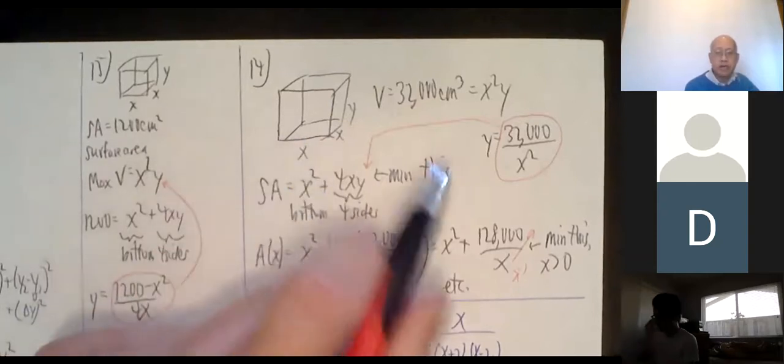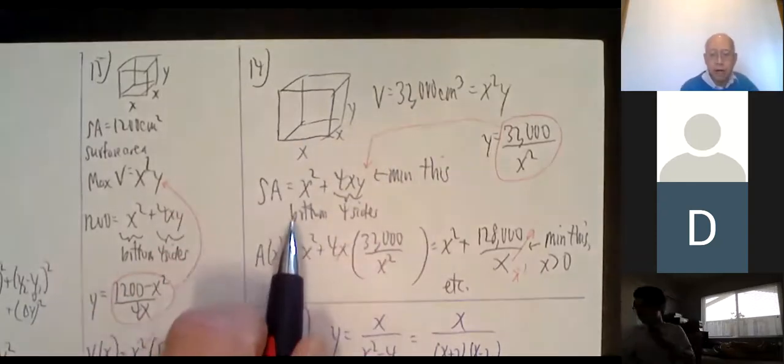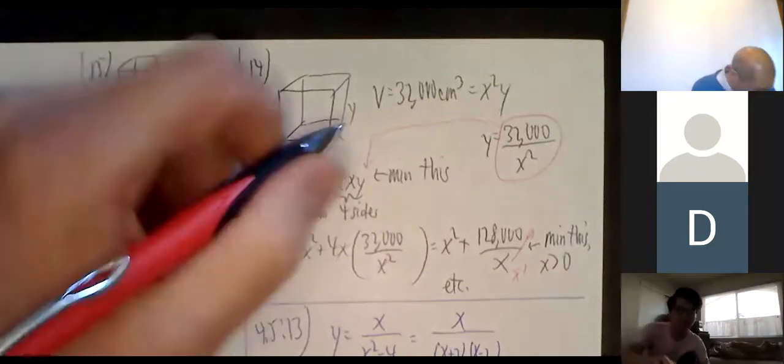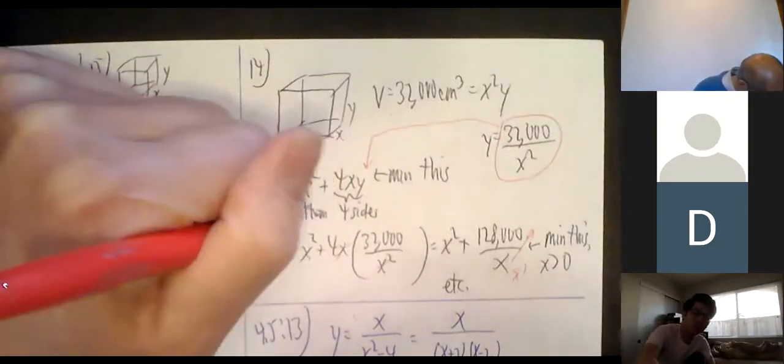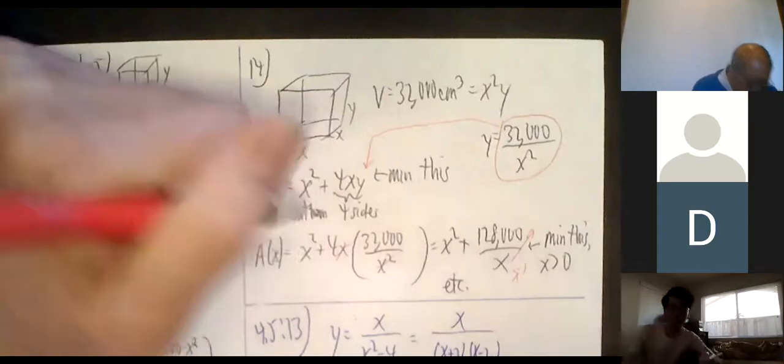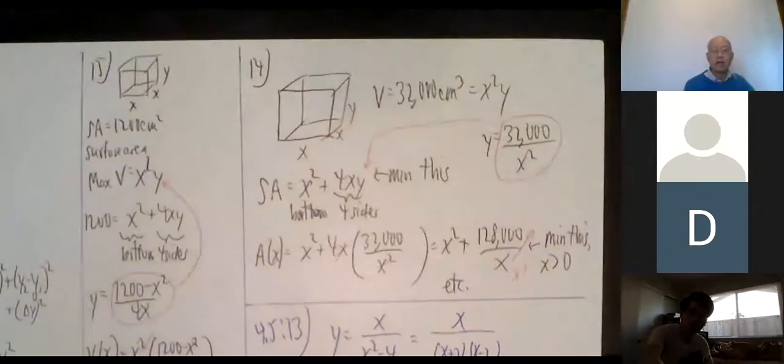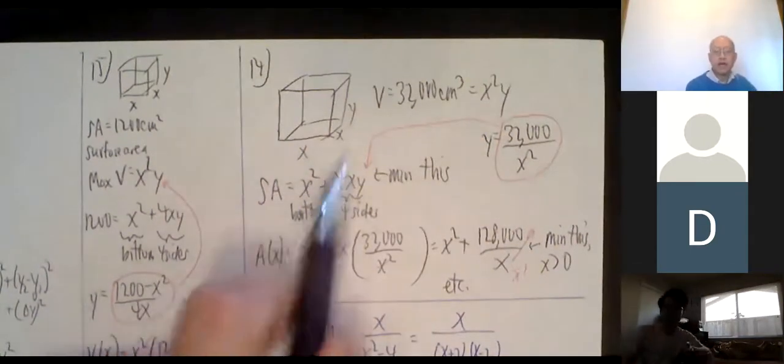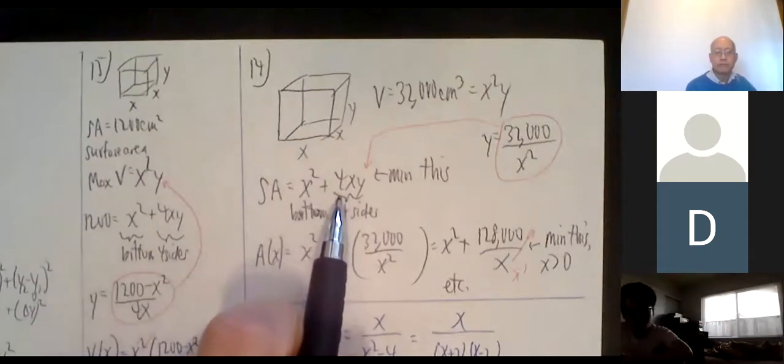So I'm trying to minimize this quantity. Bottom, that says bottom there, B-O-T-T-O-M. Maybe you can't see it that well. Sorry about that. Bottom, x squared plus 4 sides, 4xy.